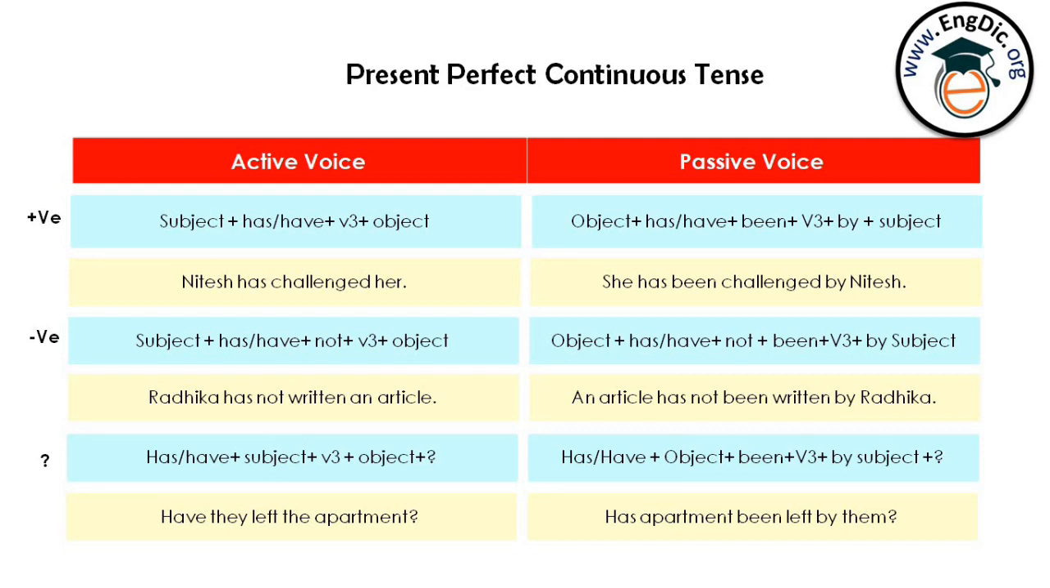And what will be the passive voice of this sentence? We have to put has or have, then the object, then been, then third form of verb, then by, then the subject, and then the question mark, the most important. The sentence will be, has apartment been left by them? Question mark. Has, the object apartment, then been, then left, the third form of verb, then by, and then the subject, them, and then the question mark.